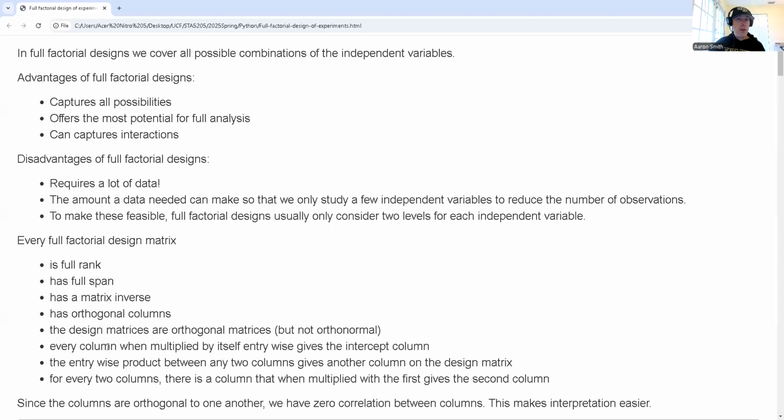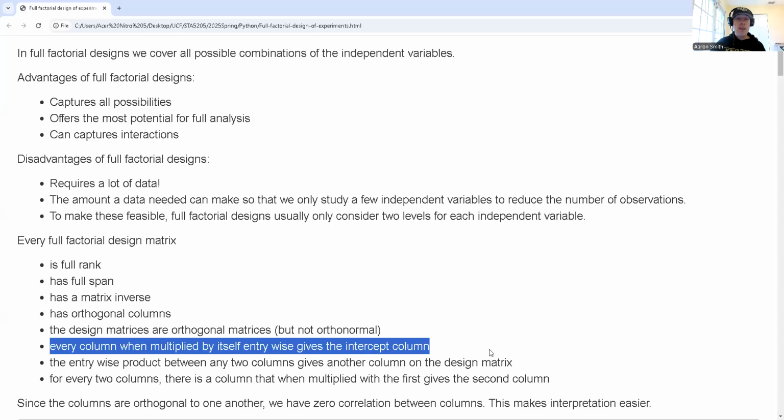Now, here's something that's going to be interesting with how I set this up. Every column, when multiplied by itself entry-wise, gives the intercept column. What I'm going to do is set up my design matrix to have -1 for the low level and +1 for the high level, with a coding between the -1 and 1 and the high-low values.